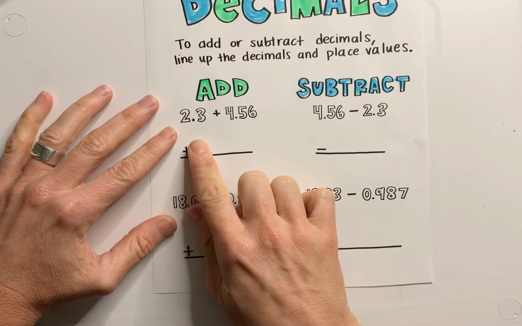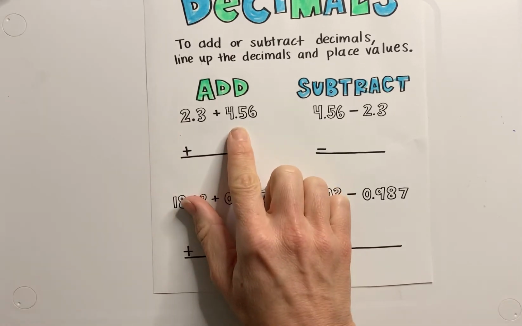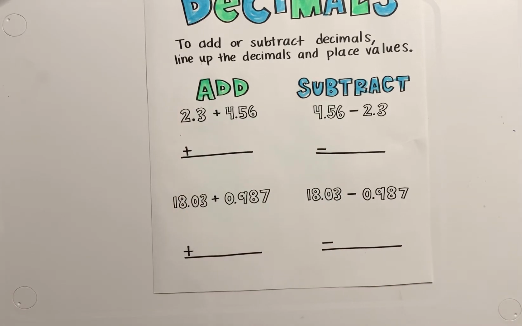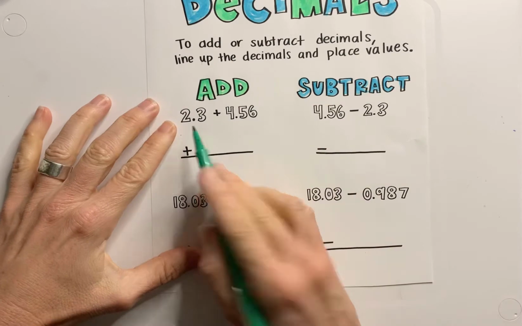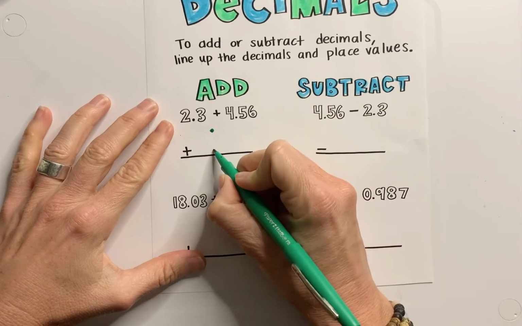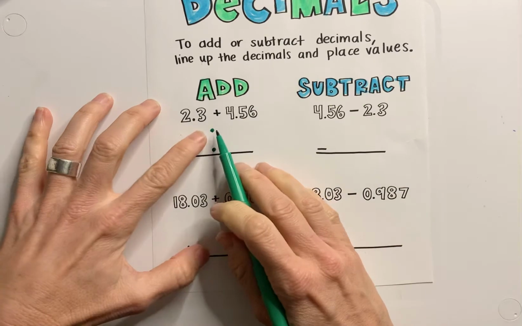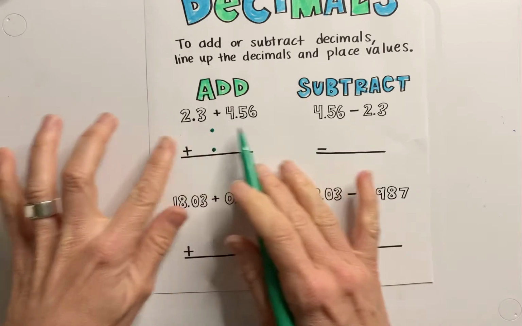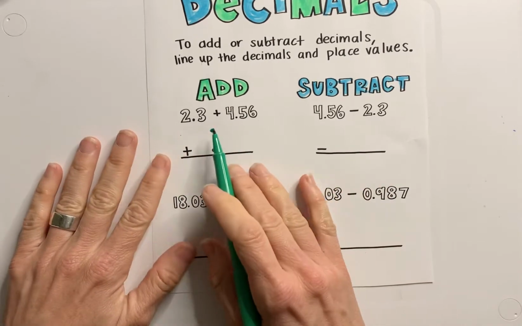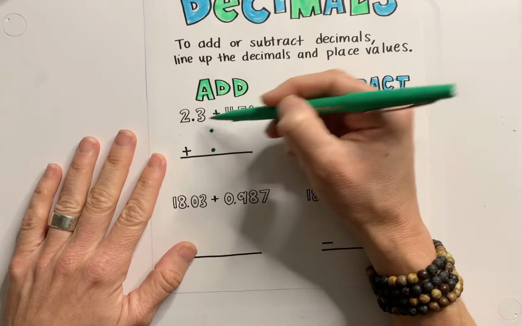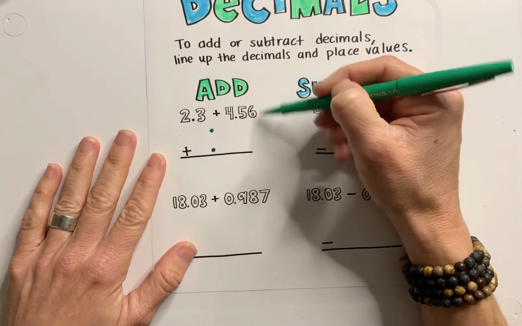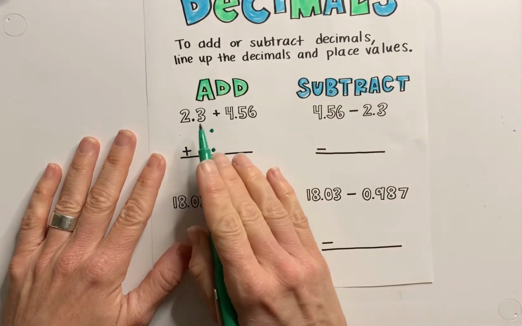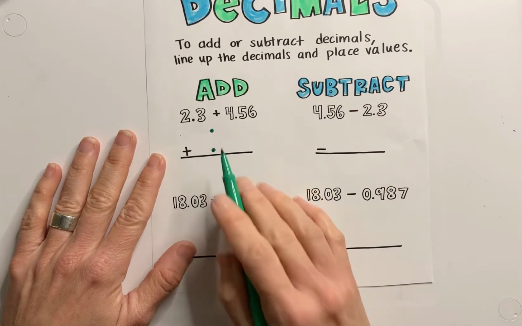I want to add 2 and 3/10 plus 4 and 56 hundredths. So what I'm going to do is line up my numbers based off of the decimal place. The decimal place is really going to anchor the location of the digits. If I were to line it up based off of the number at the end, all the way to the right-hand side, I would see that my place values are off. So always line it up by the decimal.